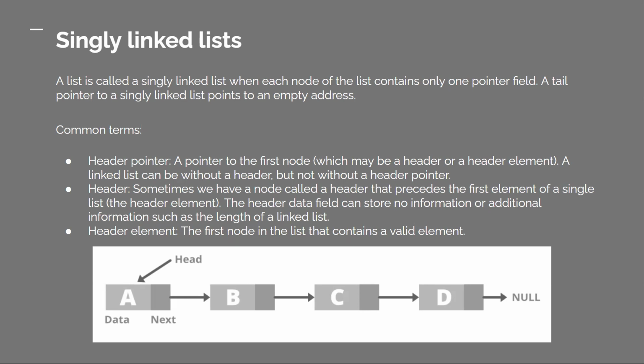Header. Sometimes we have a node called a header that precedes the first element of a singly linked list. The header data field can store no information or additional information such as the length of a linked list. And head element, the first node in the list that contains a valid element.